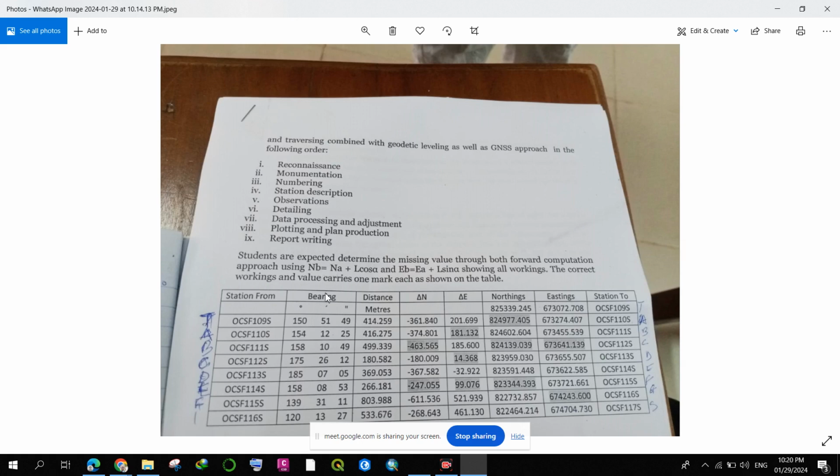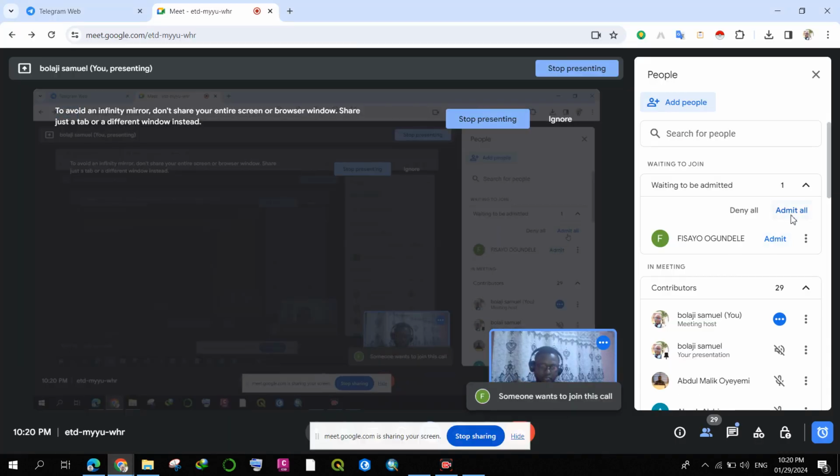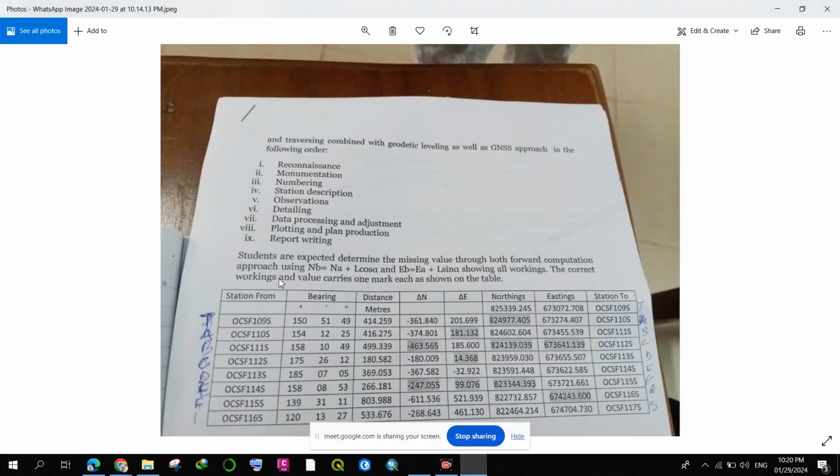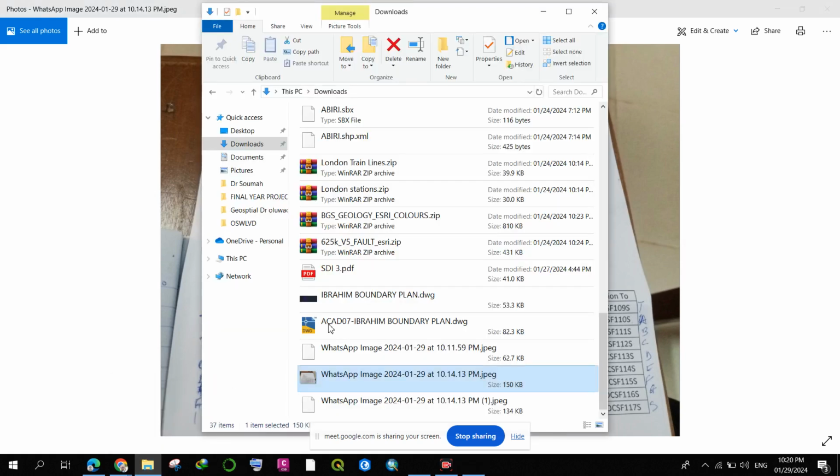So now we want to determine the distances between all the stations, and at the same time we want to get the bearing of each line. So we want to determine the bearings and the distances. Sometimes you might not have any value in these boxes here, so we're asked to fill in the gaps. But I'm going to teach you a method now that covers everything once and for all. So I'm going to open a sheet, an Excel sheet.